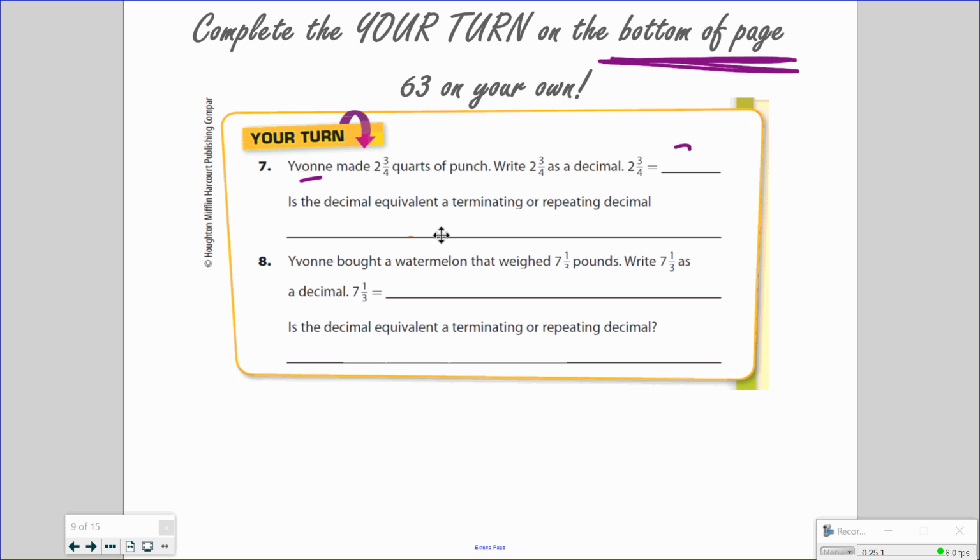So now that you've done these, I hope that you pause so you can see how you did. So 2.75 or 2 75/100. This decimal is terminating. 7 1/3 would be 7.33, or you can use the bar notation as 7.3 repeating, and it is a repeating decimal.